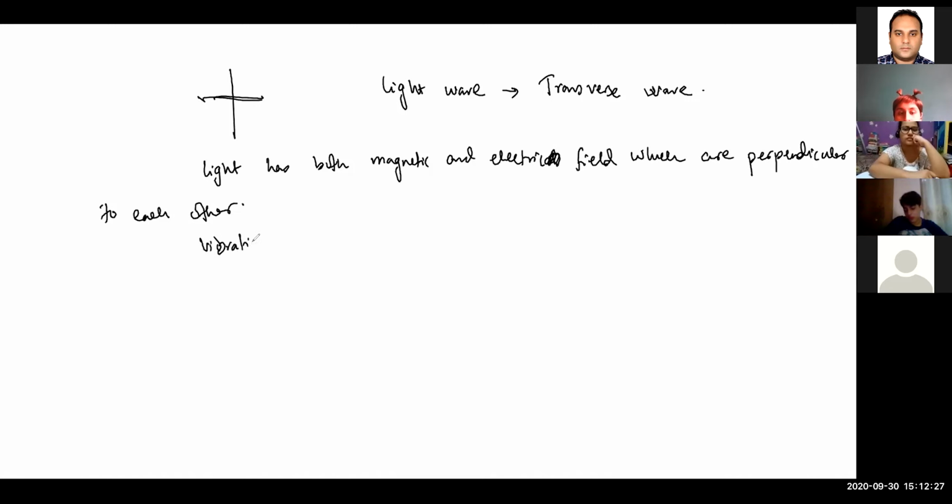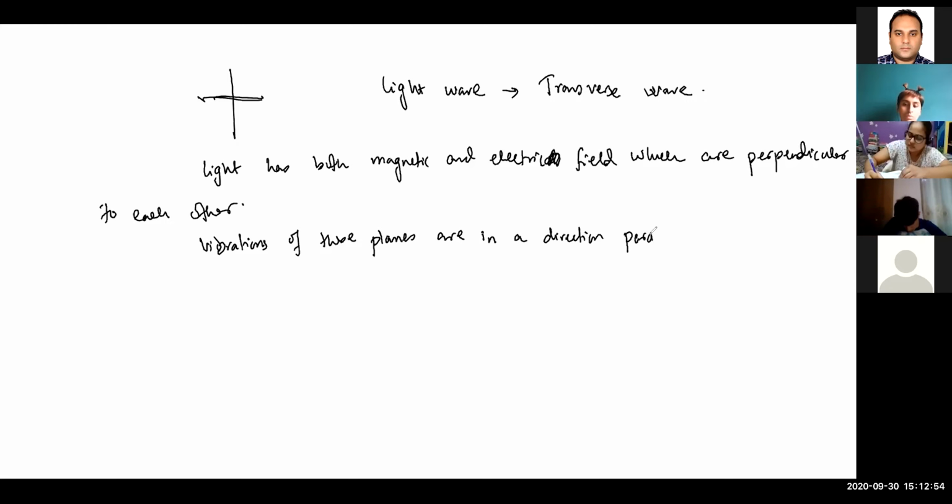Vibrations of these planes are in a direction parallel to the progression of the light wave. So suppose the light wave itself has its own electric and magnetic field.